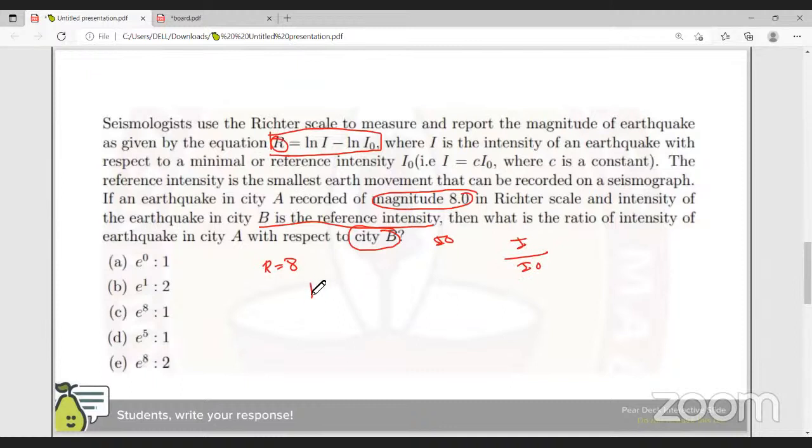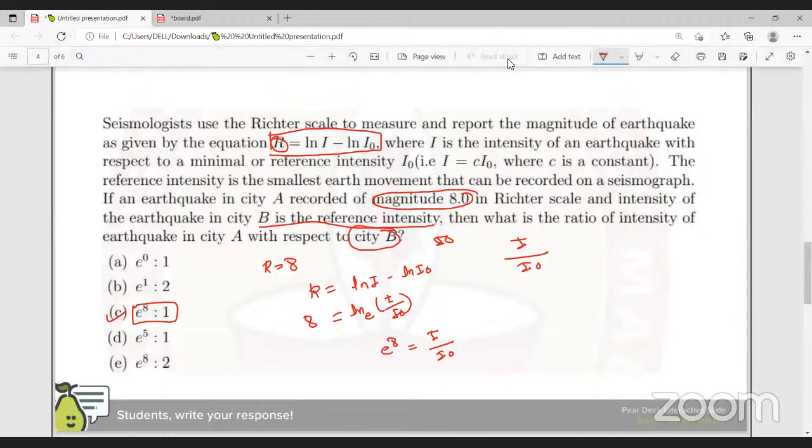Now we have the equation R equals ln of I minus ln of I naught. So I can apply that property: ln of I by I naught equals 8, right? Now it is natural log, right? Log to the base e. So I can write it as e to the power 8 equals I by I naught. So correct option will be C, e to the power 8, right? Okay. Any doubt?